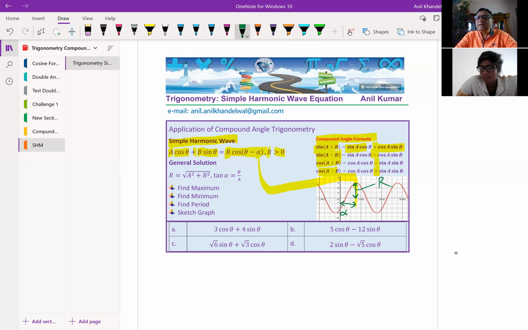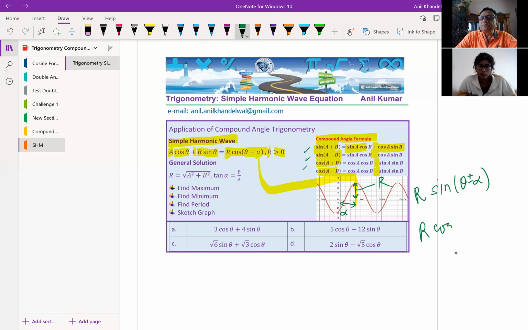Remember one thing, that in the books, we always refer to R cos(theta minus alpha). However, we could write it in any form. We could also write it as sine(theta minus alpha), you understand? Or it could be theta plus alpha, or it could be R cos(theta plus or minus alpha). It could be any form. You get my point, correct?